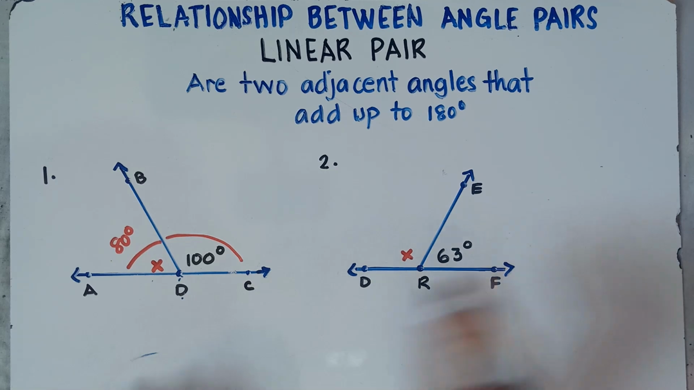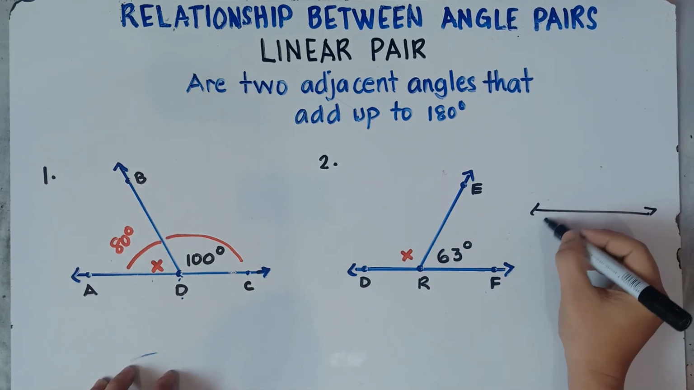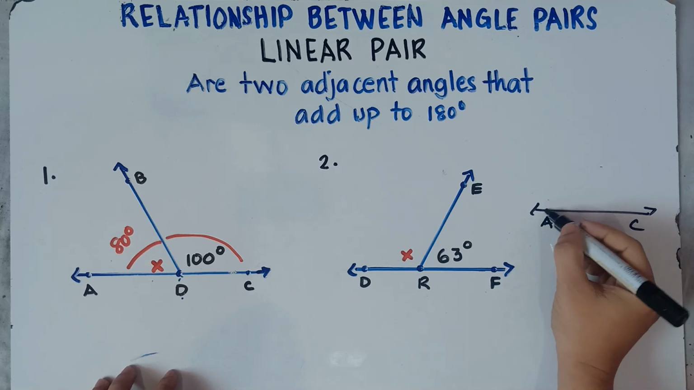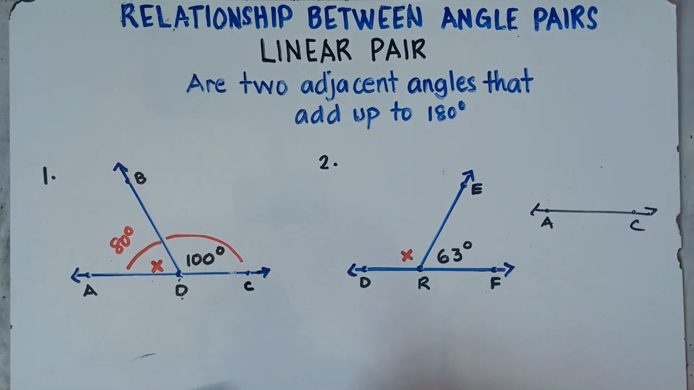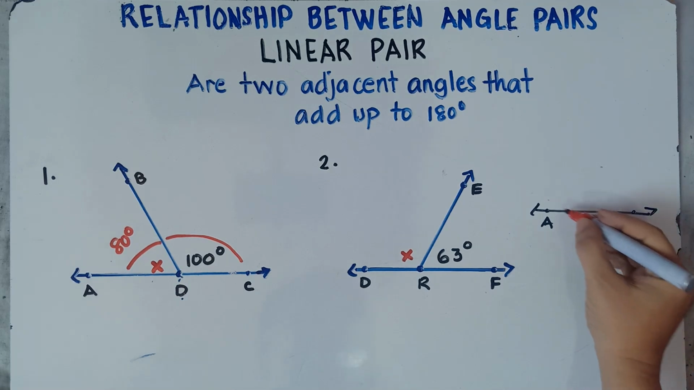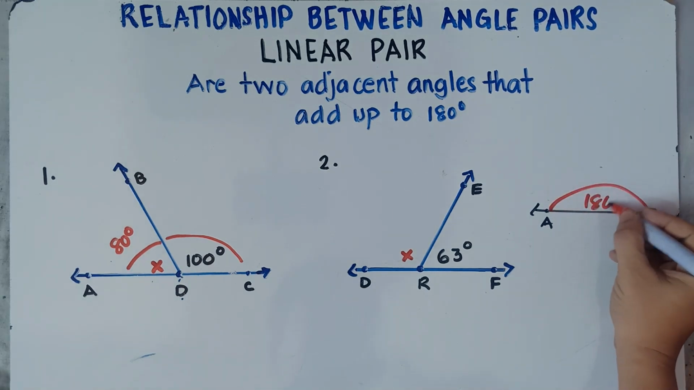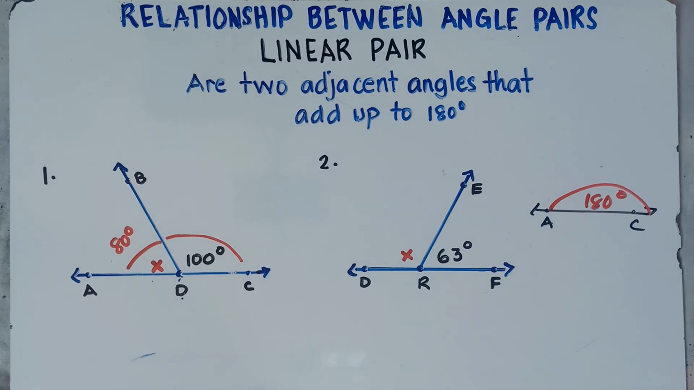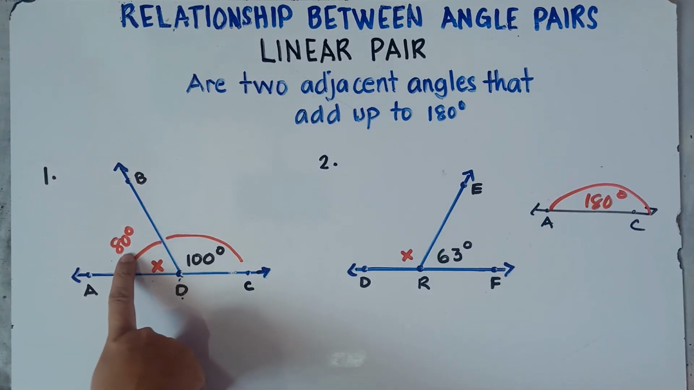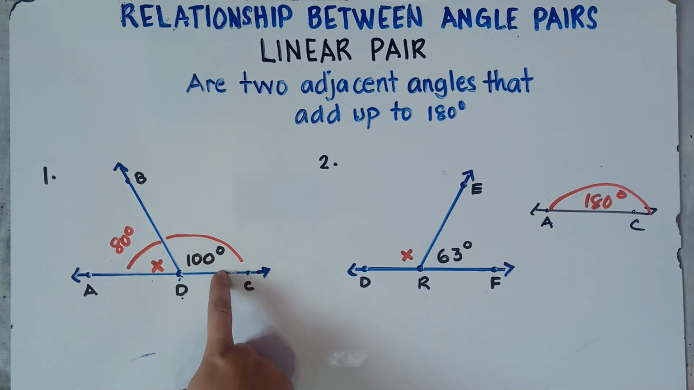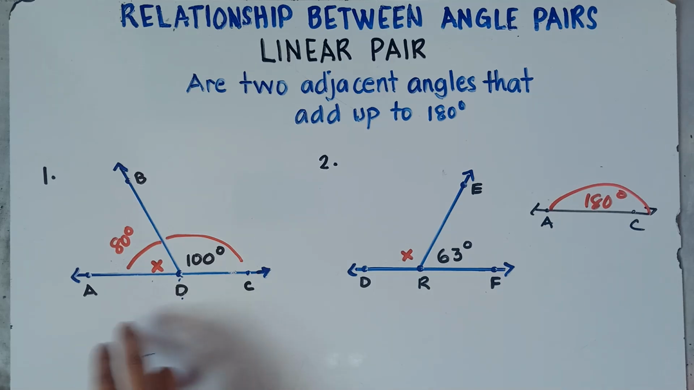Always remember this one, class. If you have a straight line, so this is A, this is C, if you have a straight line AC, we can always form a straight angle. And a straight angle is always 180 degrees. So therefore, this should be 80 degrees because 80 plus 100 would be 180 degrees. So therefore, we can call this a linear pair.